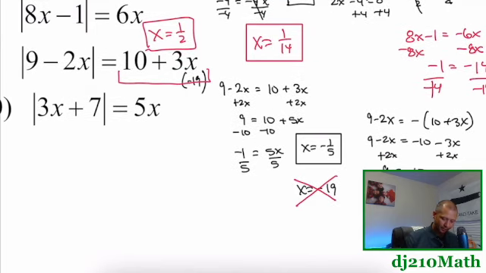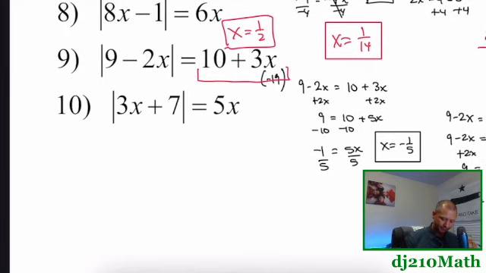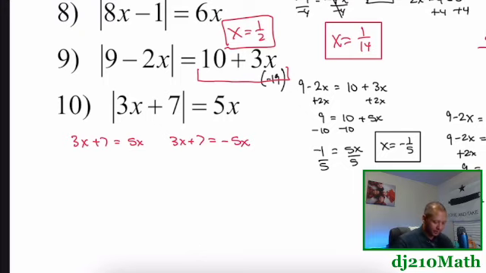Okay. Number 10. So this is going to be 3x plus 7 is equal to 5x. 3x plus 7 is equal to negative 5x. So on these weird ones, right, you always got to plug in your answer into the original function just to make sure that it's valid, right? Because at the end of the day, this right here needs to be positive. Whatever x I plug in needs to be positive.